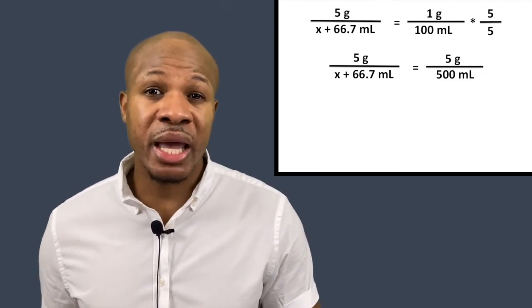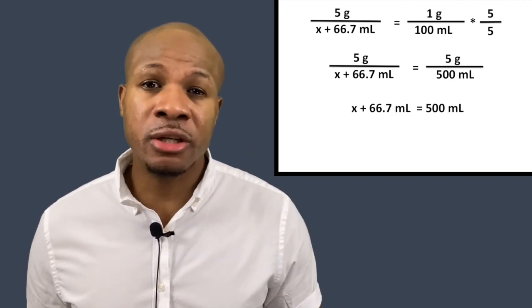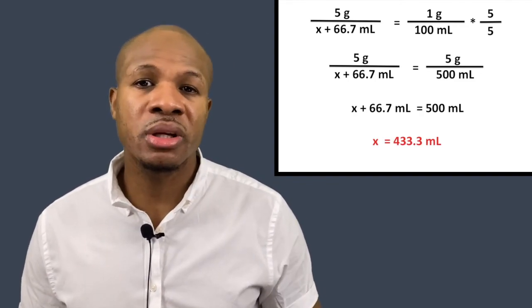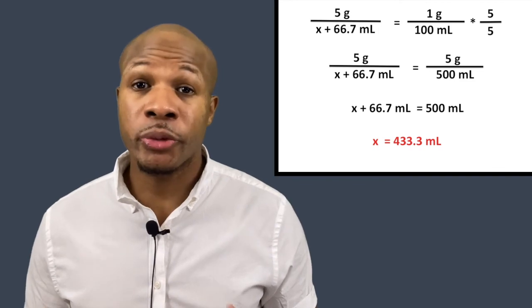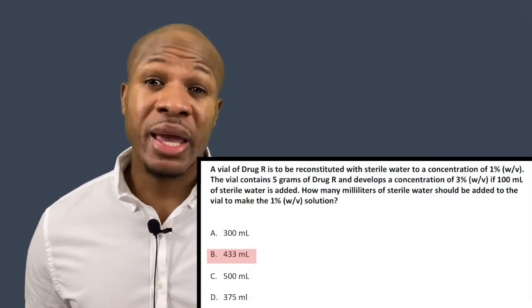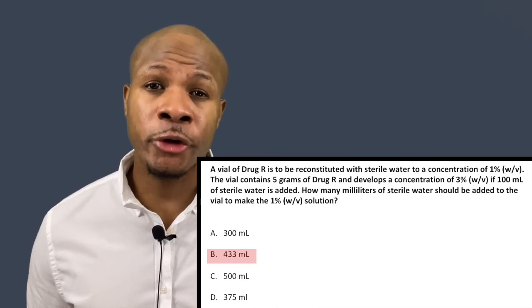Now we just need to set X plus 66.7 equal to 500. And now we just solve for X by subtracting 66.7 from both sides. We get X equals 433.3 milliliters, which is approximately 433 milliliters. And that will be the correct answer to this question. Answer choice B, 433 milliliters.